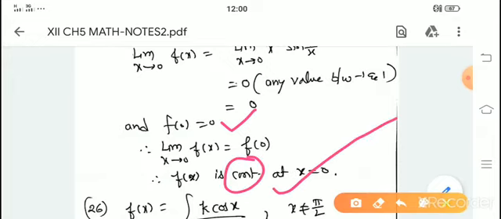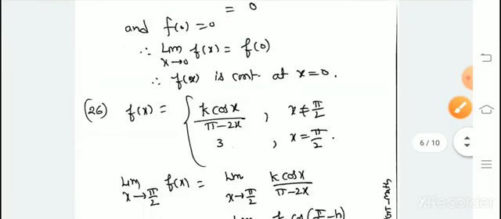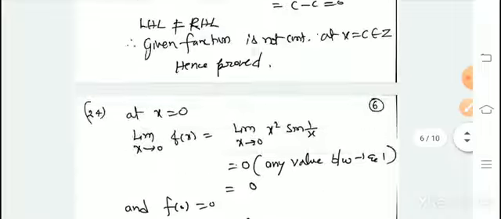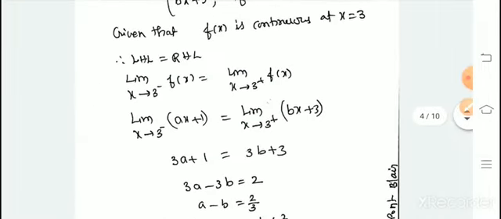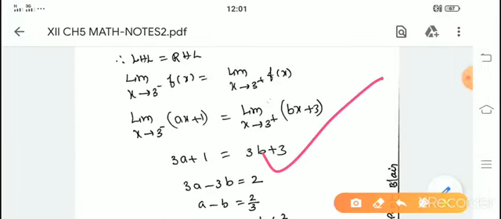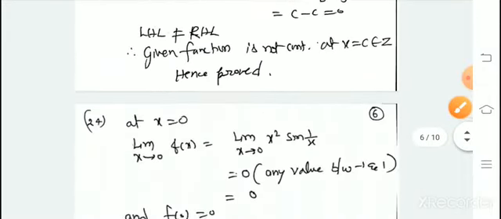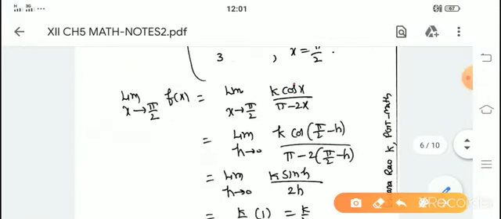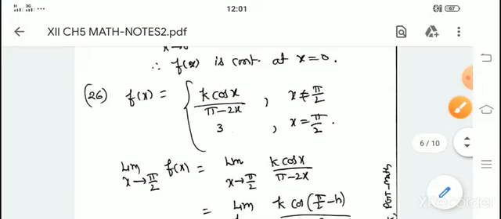Continuous. Okay, similarly, they are asking, this is a very important question, finding the relation between a and b. Before this, one problem we did was the relation between a and b, this kind of questions, and finding the value of k. These kinds of problems are quite important questions. Find the value of k.